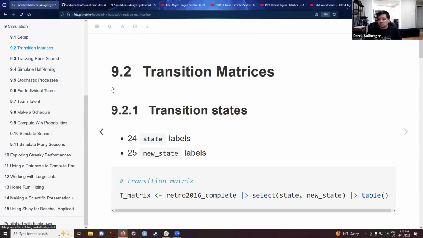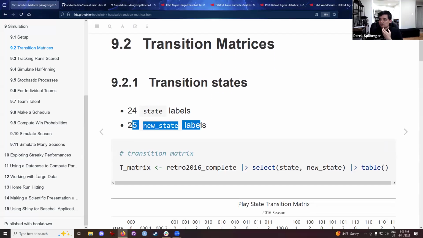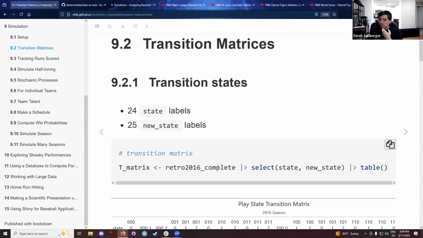So now what's happening in building what are called transition matrices is that when you count the number of ways that there could be base runners and the three possible outs, there are 24 state labels. In the previous slide, we also tacked on a situation for the three outs situations. So we're going from 24 to 25 state labels, and we could build a transition matrix by going from state to new state and simply using the table function to tally everything.